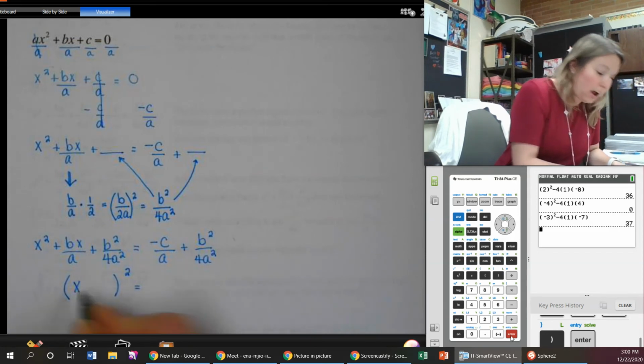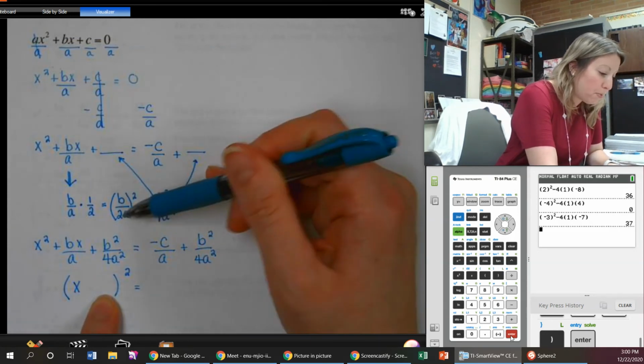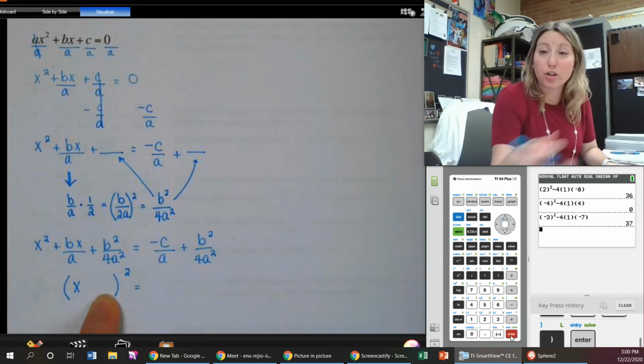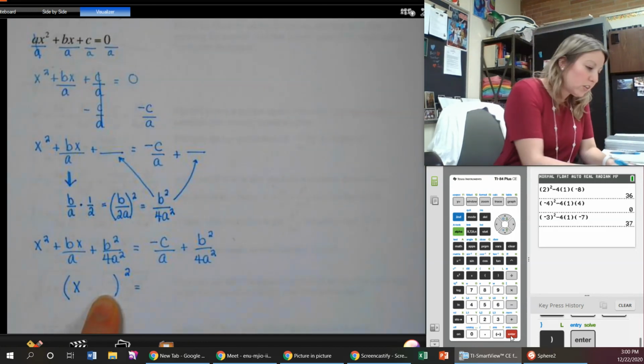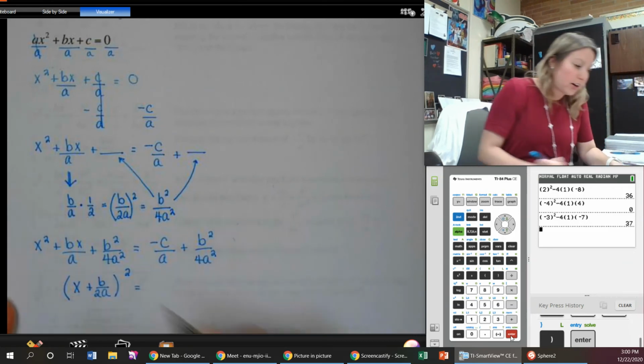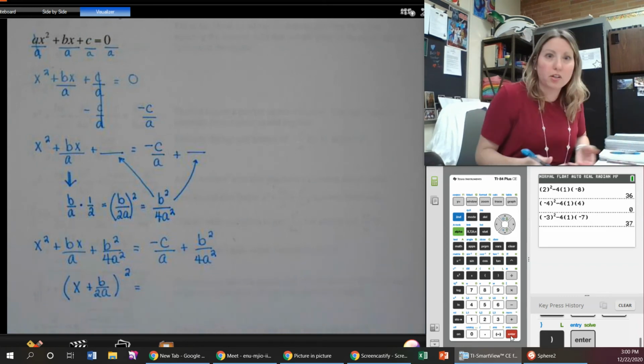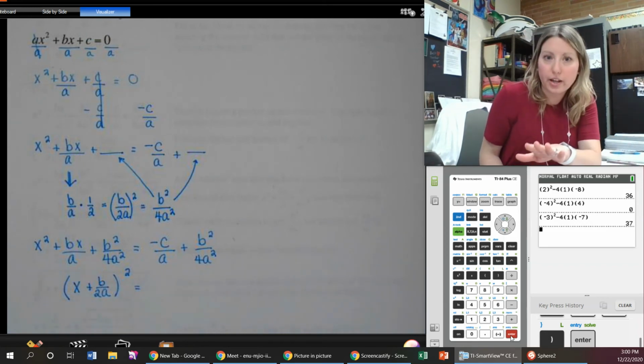Obviously, this is going to be our x, right? This value right here is always before you square, that spot where you divided by 2. So this is just b over 2a right there. And when I go to take the square root of both sides, that's what's going to be left. Okay, so don't worry yet.